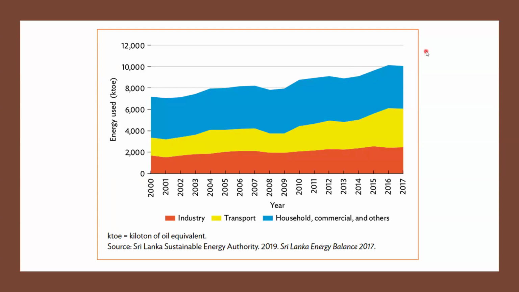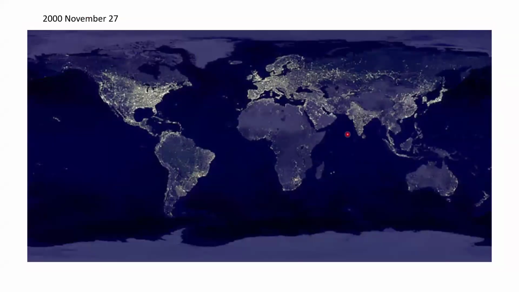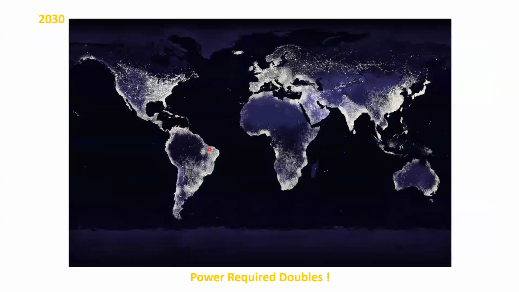It is not only Sri Lanka. This trend is there throughout the world. It is increasing per head also. Then how do we supply this amount of energy? You can see here one prediction: the night view of the world in 2000. That shows the light emission throughout the world. You can see here, as well as the predicted light emission in 2030. You can see here.